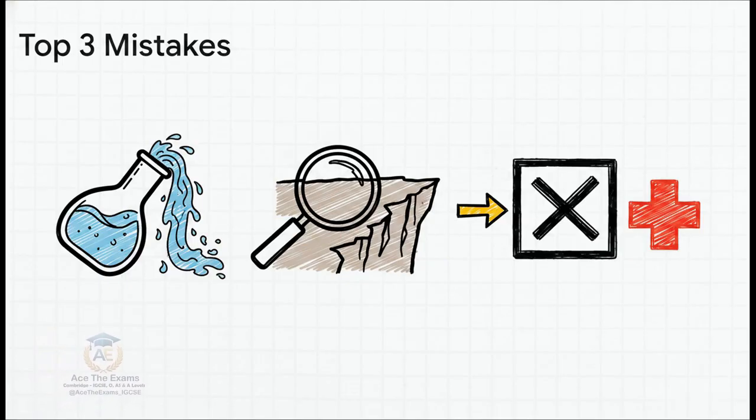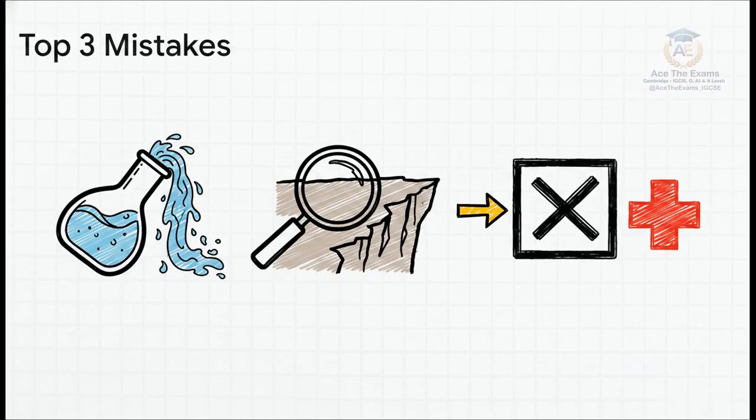Second, failing to verify boundary conditions. What happens if you use the AVG function, but the data set is completely empty? Does it return a 0? Does it return a null value? Or does it crash and throw a fatal divide by 0 error? You have to know. And third, writing answers that are not specific to the question's context.